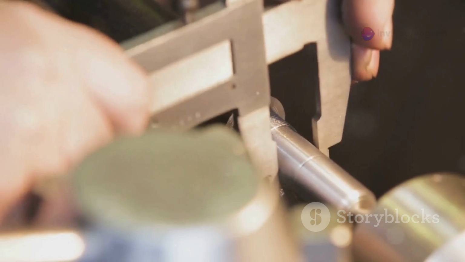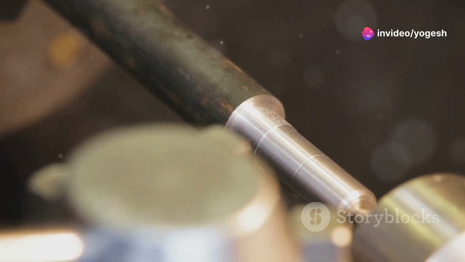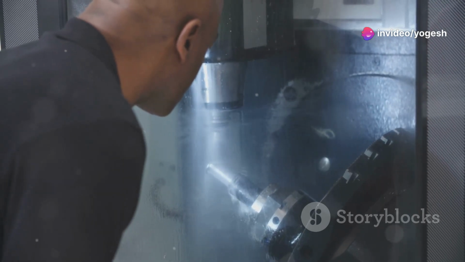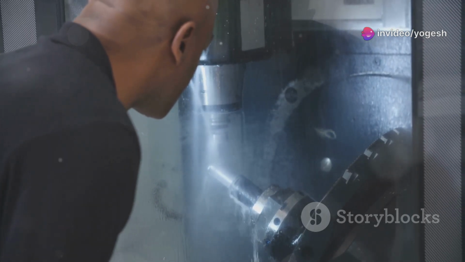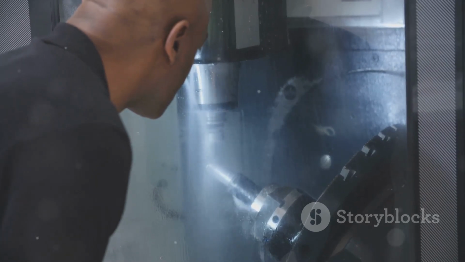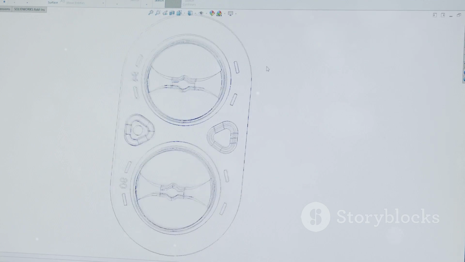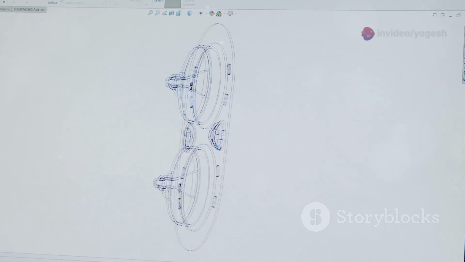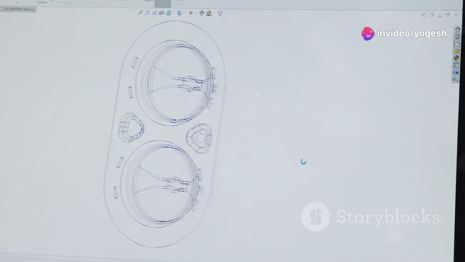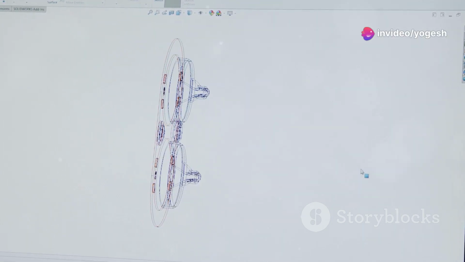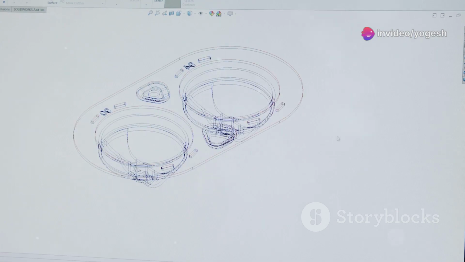These dimensions dictate the size, shape, and position of features, ensuring that components are manufactured with the accuracy and consistency required for proper assembly and function. Complete dimensions, therefore, are not merely numbers on paper. They are the very foundation upon which successful manufacturing is built.